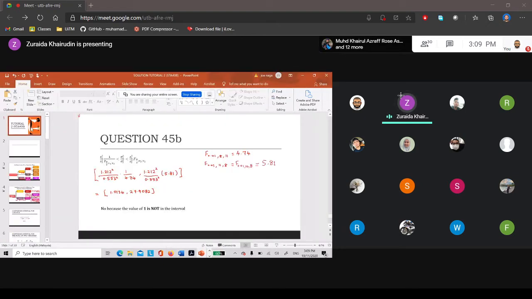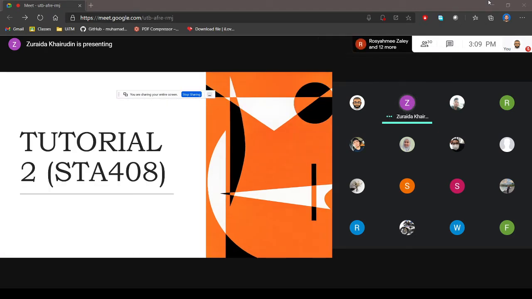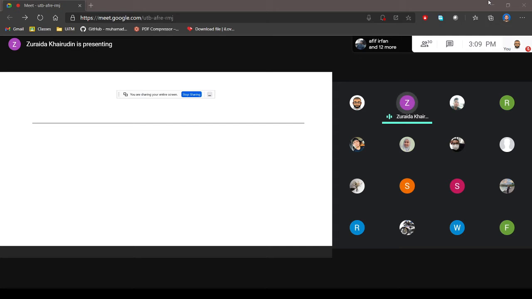Before we start, let's do some summary of what we've learned in chapter 2. For chapter 2, there are 5 subtopics that you need to know. If you are not clear on my voice or you cannot see the screen, let me know. In chapter 2, you've learned about confidence interval, CI. Confidence interval estimation is a synonym. For confidence interval, you've learned about confidence interval for one population mean.